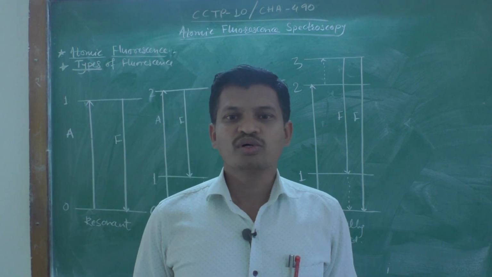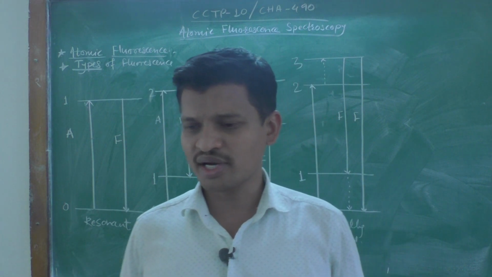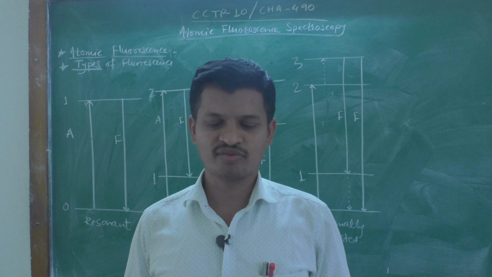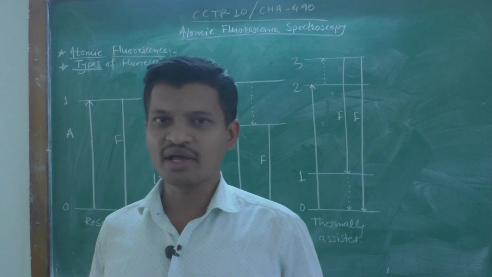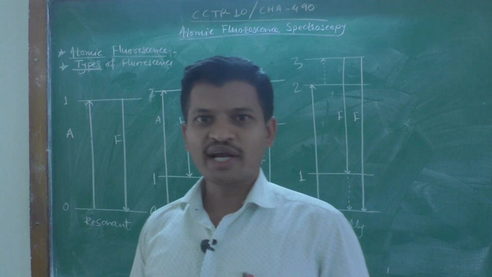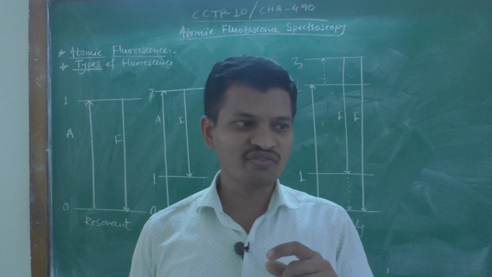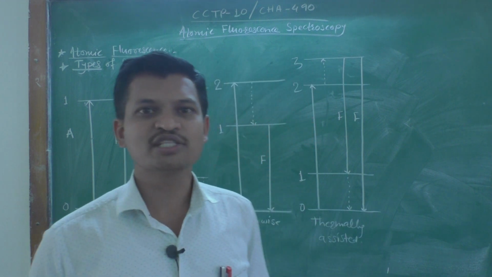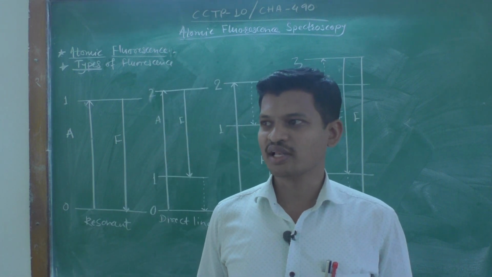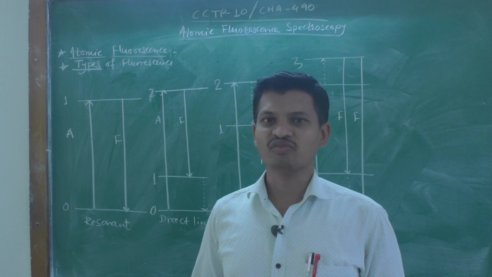Before going to learn in detail, let us know what is meant by atomic fluorescence. Fluorescence is nothing but a radiative phenomenon. Radiations are absorbed, emitted, reflected by different chemical species. These chemical species may be either atoms, molecules, free radicals, ions, etc. And accordingly, the name of that spectroscopy will change.